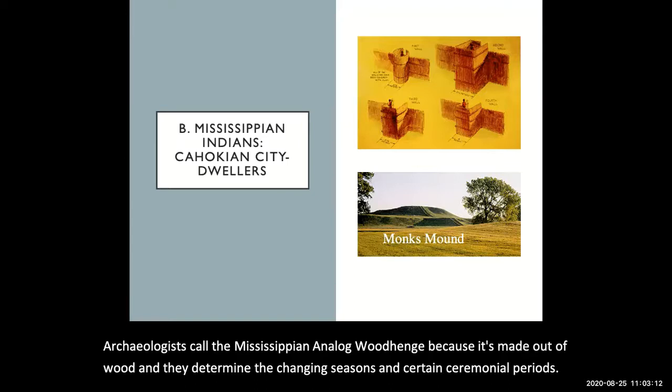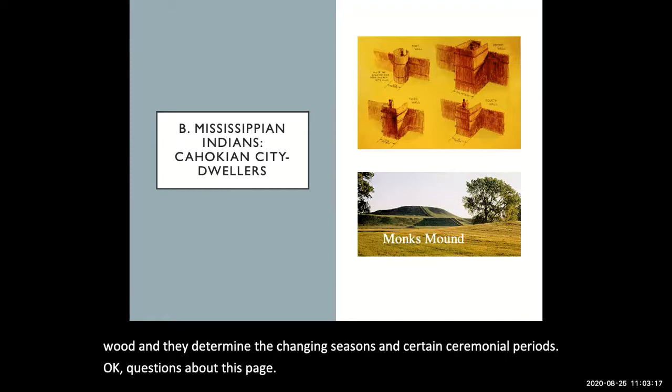Okay, questions about this page? How do we know there were over 120 mounds when we only found 109?